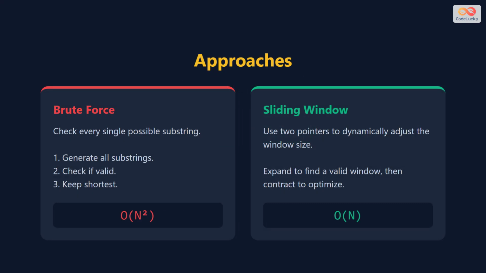How do we solve this? The brute force approach would be to generate every single possible substring and check if it is valid. However, that is extremely slow, with a time complexity of O of n squared. A much better approach is the sliding window technique, which allows us to solve this in linear time, or O of n.